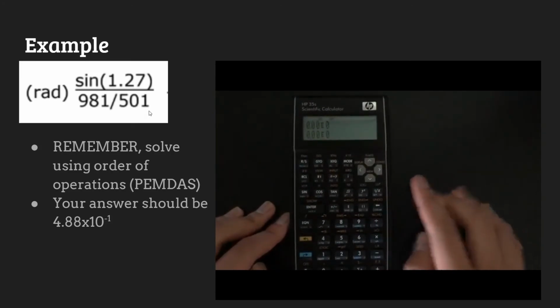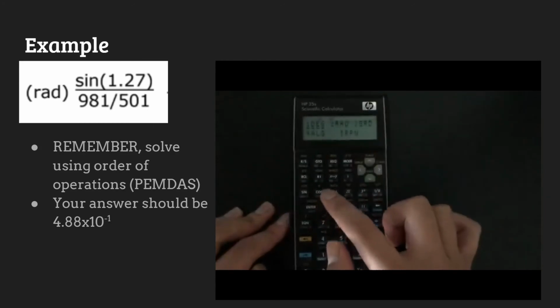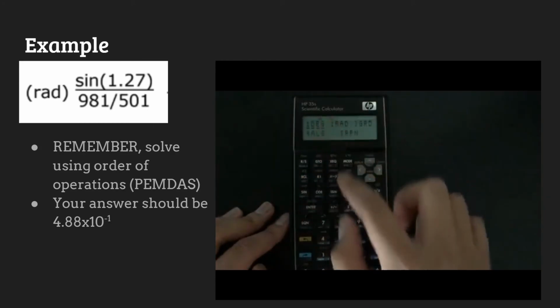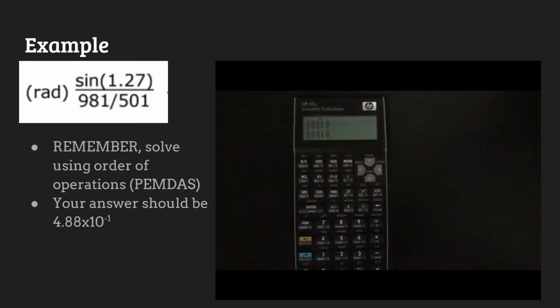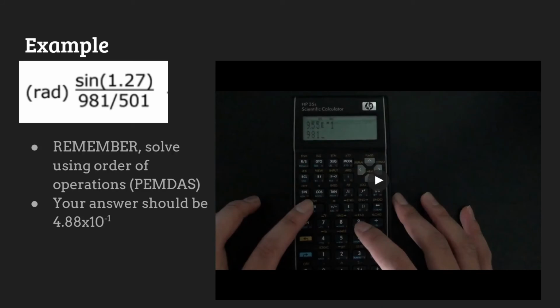You actually want to go into a different mode after you've finished solving. See, when you're in the top, it says RAD. You actually want to go back to DEG by pressing mode again, and then 1 for DEG.